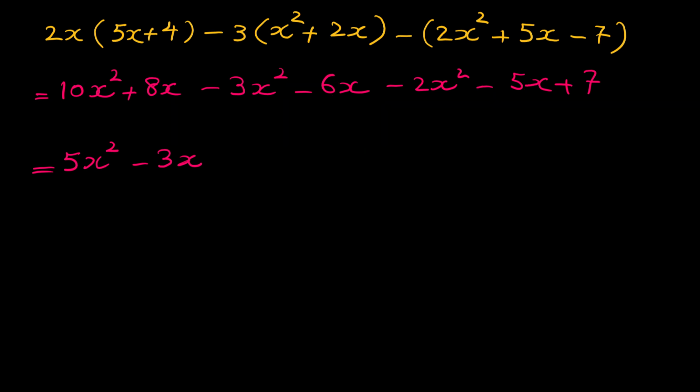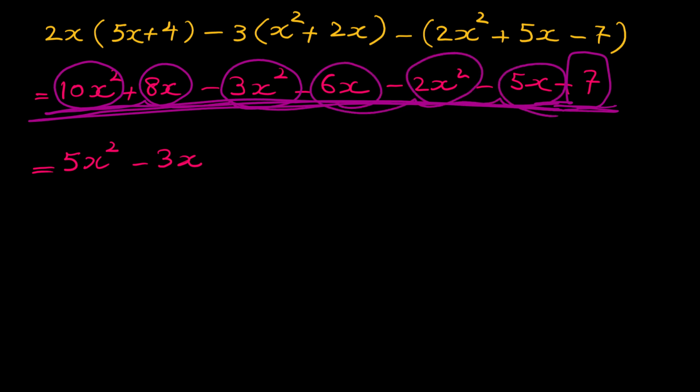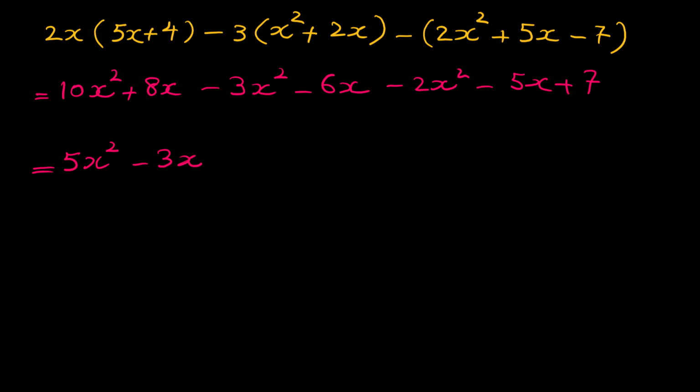And finally the constant terms. The term that is constant is 7. If you look at the other terms that we have here, they all involve x. So we don't have any term that is constant except 7. So plus 7. And this is the answer of this question.